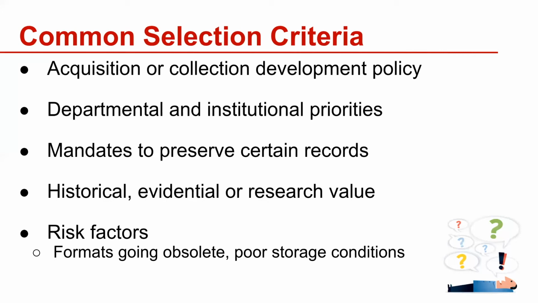Are there any mandates for your organization to preserve certain record types or series, such as state publications or email correspondence? Do the records or objects have historical, evidential, or research value? Are they unique? Is this the only source for this information?